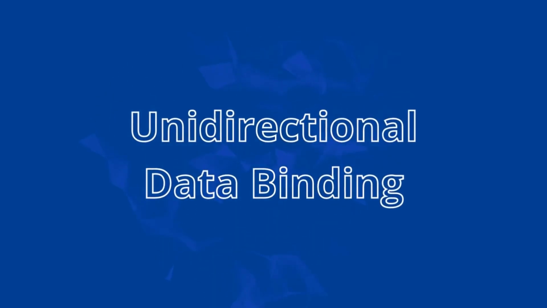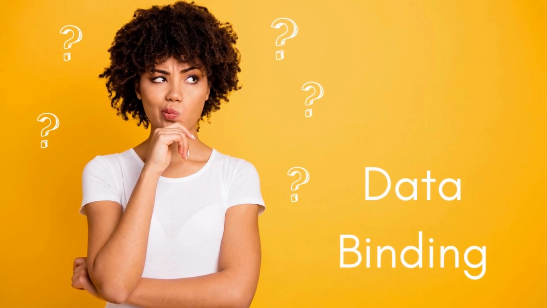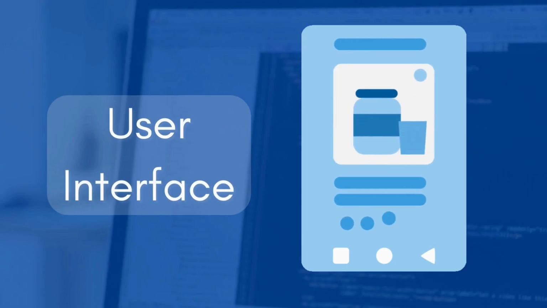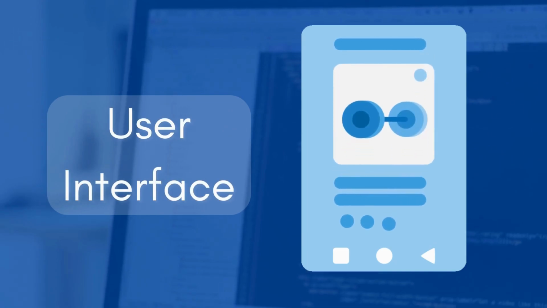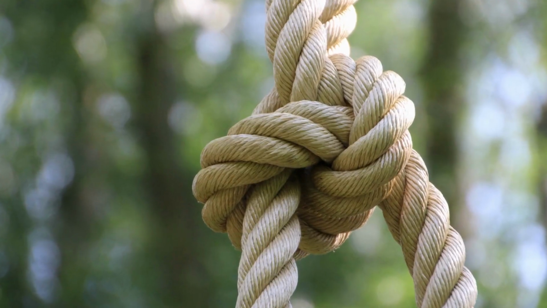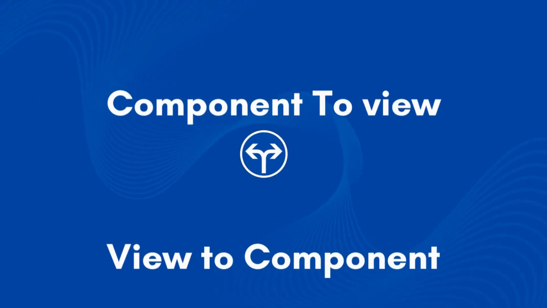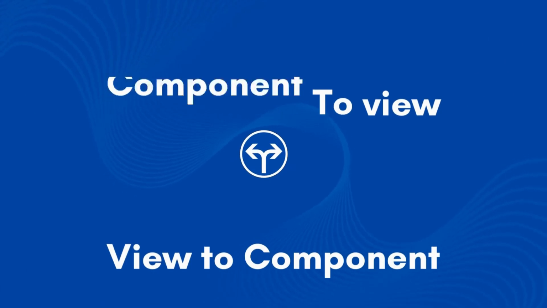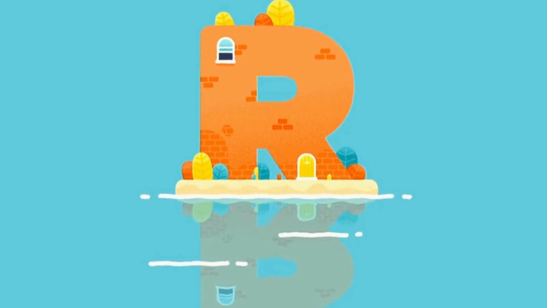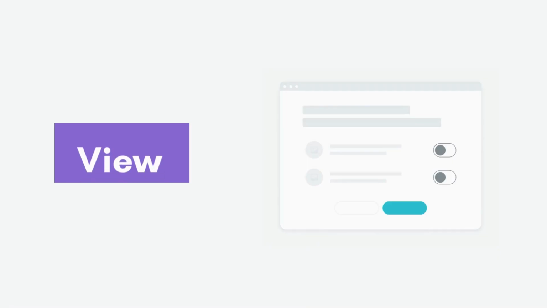To know about unidirectional data binding, let's first discuss what data binding actually is. Data binding is a process in which you integrate the view element, or you can say the user interface, with the data that populates it. Okay, so now what is one-way data binding actually? One-way data binding will bind the data from component to view or from view to component. When any change occurs in the component, the data gets reflected in the view, and for view to component, any change that occurs in the view gets reflected in the component's data.